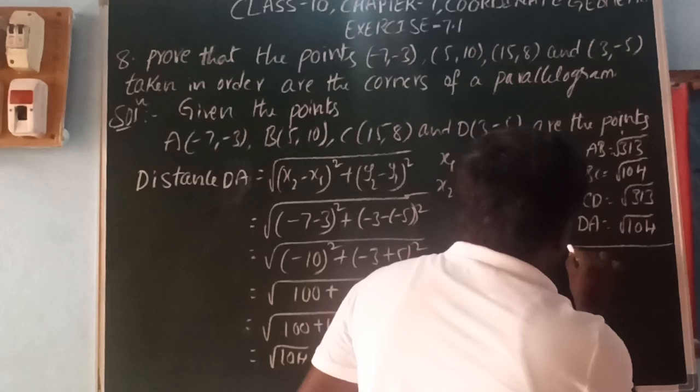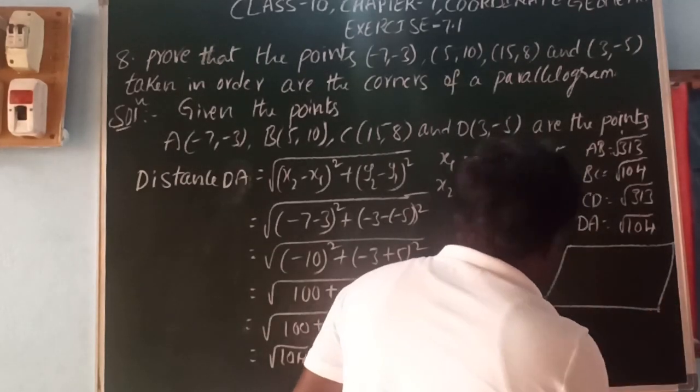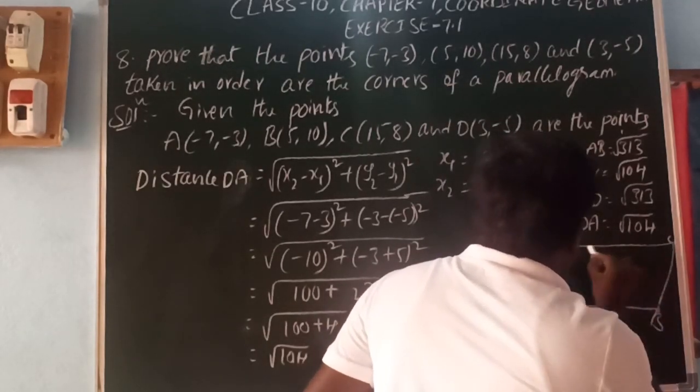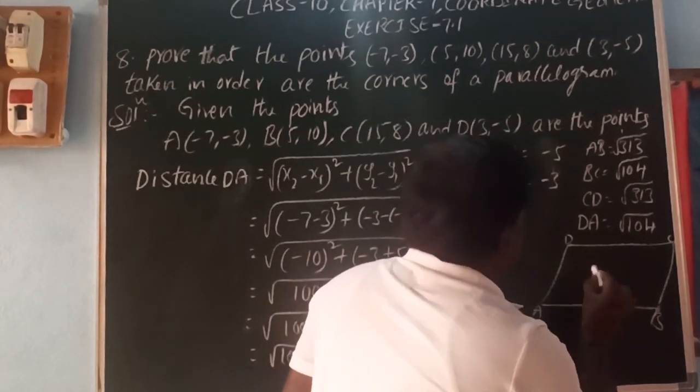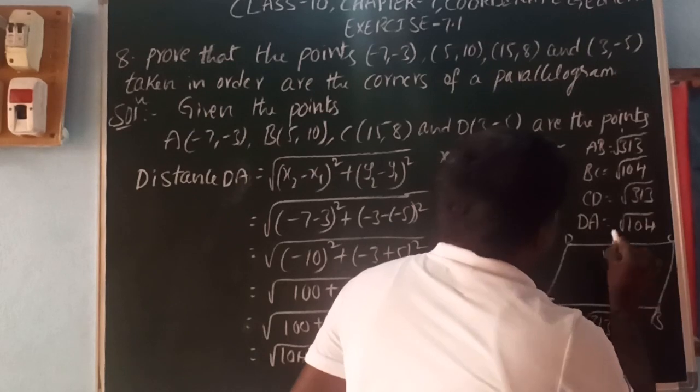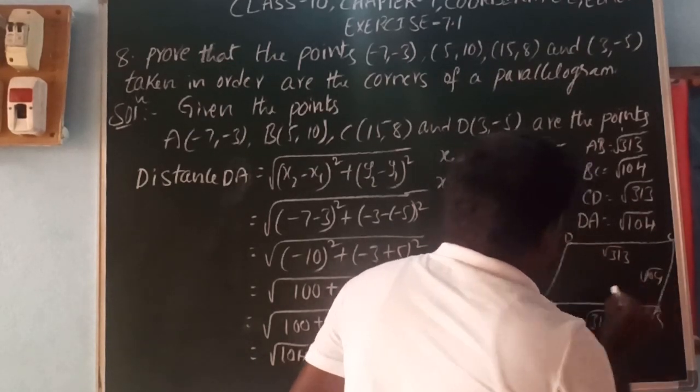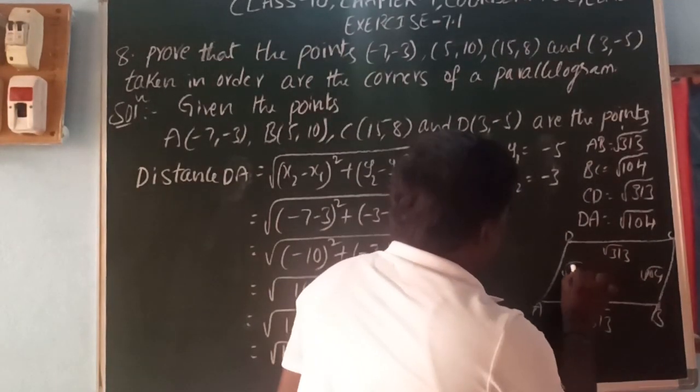So let us take the quadrilateral ABCD. In this quadrilateral, AB length is square root of 313, DC length is square root of 313, BC length is square root of 104, AD length is square root of 104.